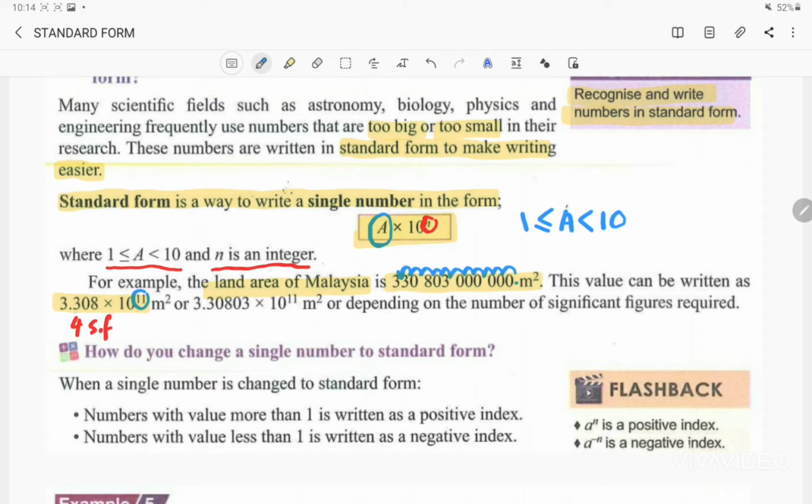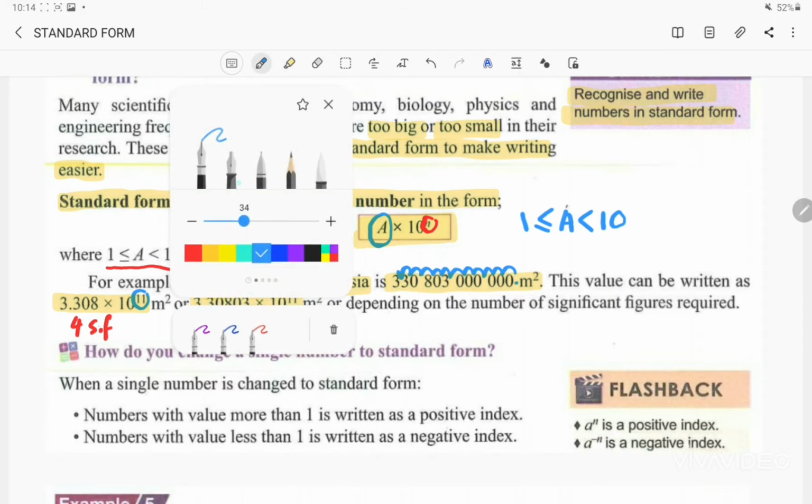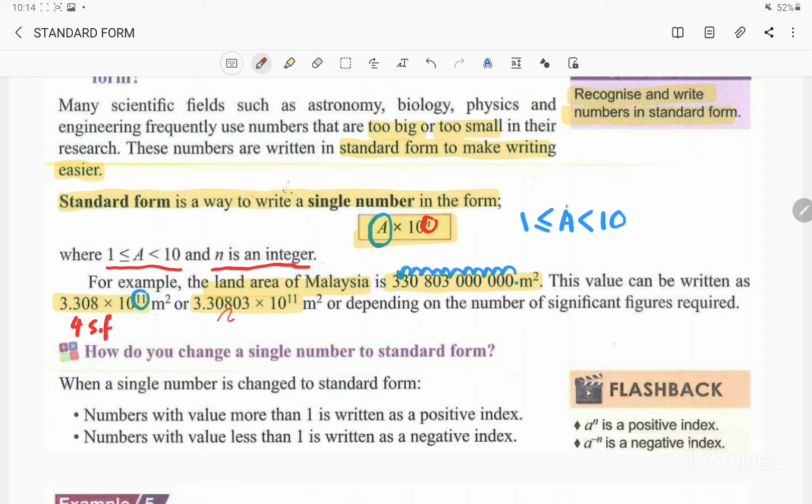Alright. So ataupun it can be written in the form of 3.30803 times 10 to power of 11. This one, how many significant figures? This one you have 6 significant figures. Okay, or it depend on the number of significant figures required. So kalau kita nak dalam 2 significant figures, it will be 3.3 times 10 to the power of 11. This one is 2 significant figures.